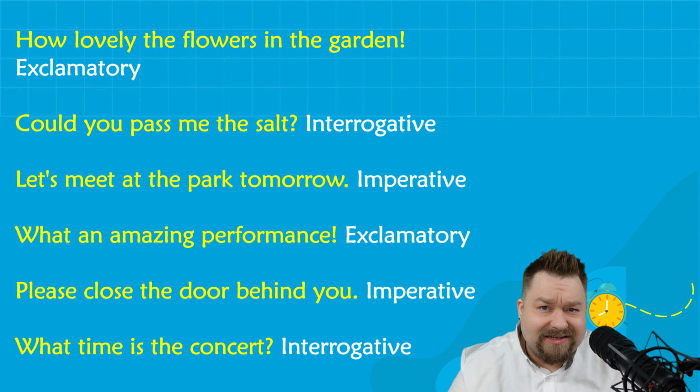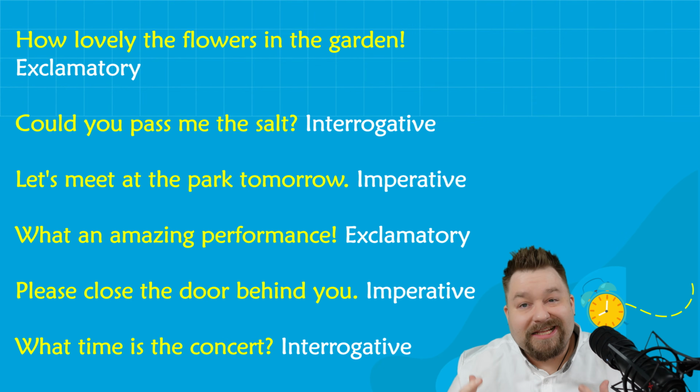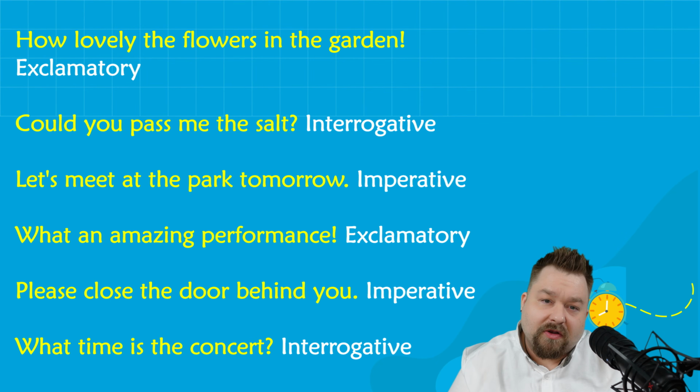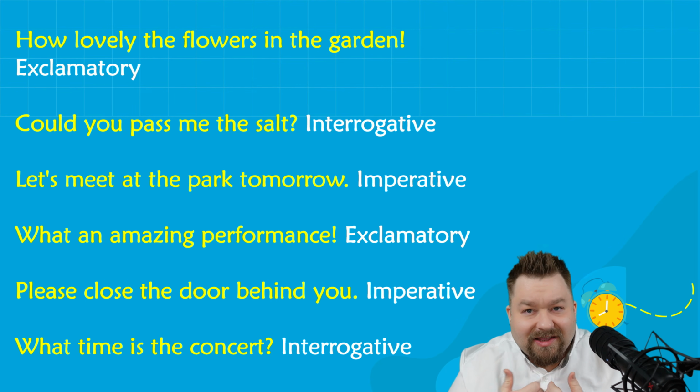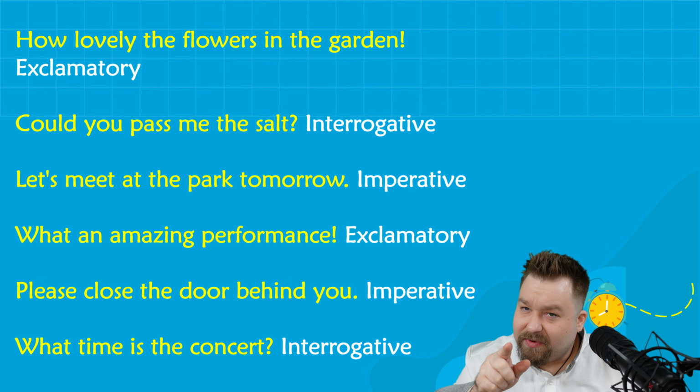Number 2, could you pass me the salt? This is a question. Could you? Can you? Capital C, question mark. This is an interrogative sentence. It's a question. Number 3, let's meet at the park tomorrow. Okay, that's an imperative, right? It's a request. We can do this. We should do this. Come, let's go. Okay? Capital L and a period.